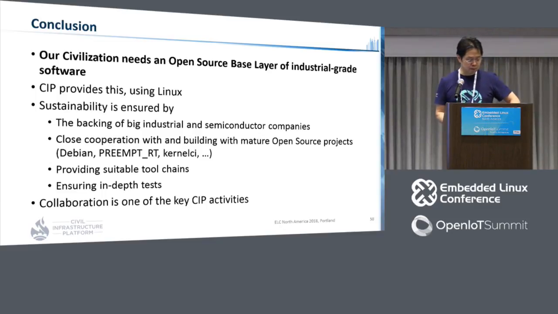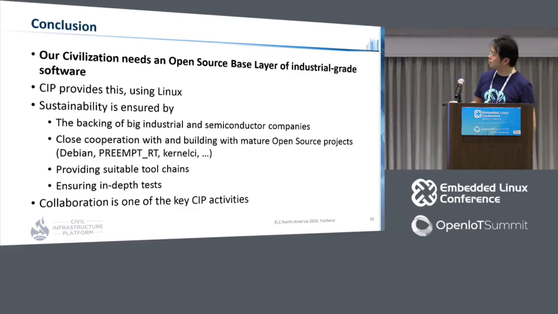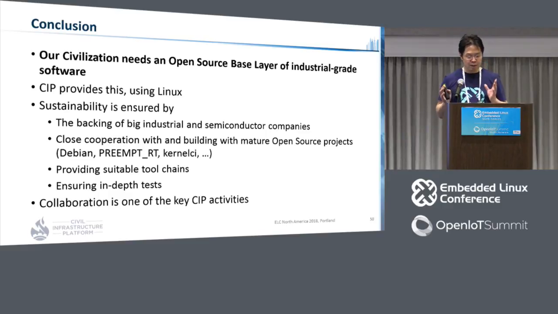So I'd like to conclude my presentation. Our civilization needs an open source base layer of industrial-grade software to make our infrastructure more stable. And CIP will provide this by using Linux. To realize a CIP base layer, sustainability is ensured by working with big industrial and semiconductor companies, also by cross-cooperation and building on mature open source products, such as Debian. And finally, collaboration is one of the key concepts for CIP.